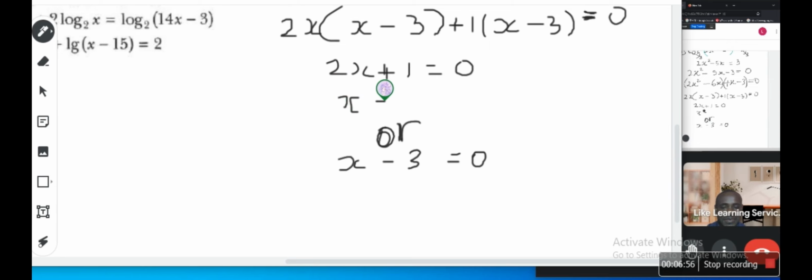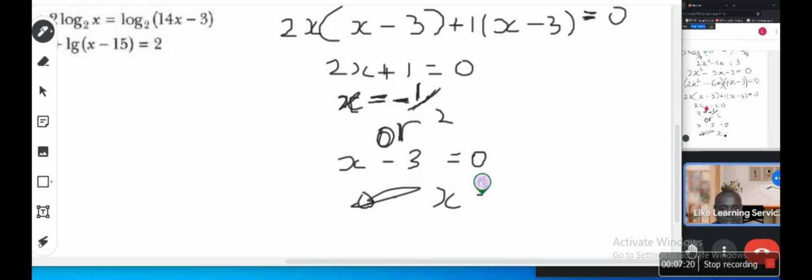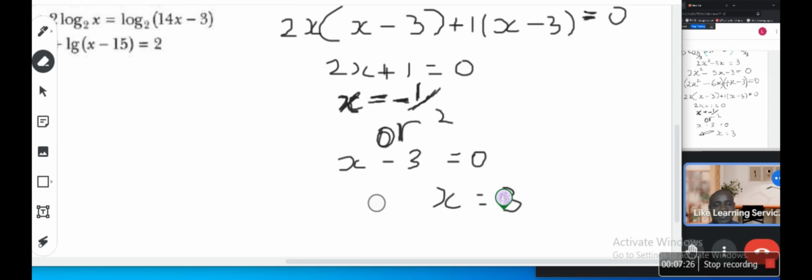So x is equal to minus 1 over 2. Just write minus 1 over 2 so that we don't waste time. Yeah, minus 1 over 2, or x equal to positive 3. So these are the answers.